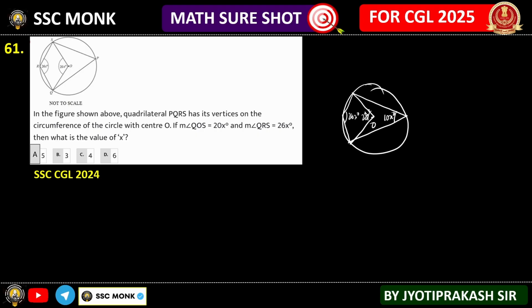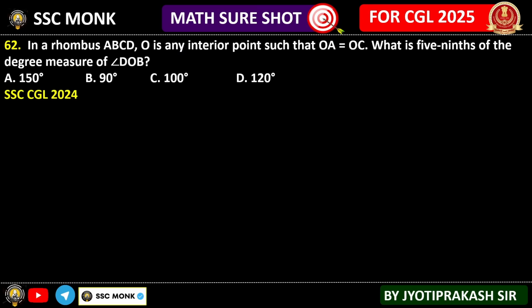Now here if I join this point, it is equal to 26x degree. Now you know, in a cyclic quadrilateral, if opposite angles are added, it will give us 180 degree. So 36x degree is equal to 180 degree. X value is equal to 5. Answer option A.